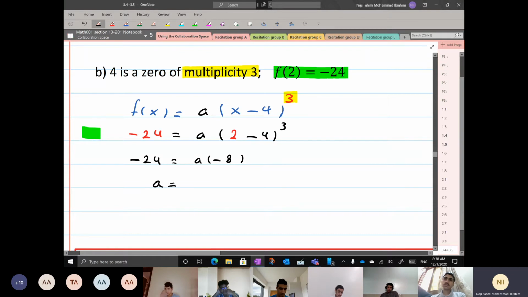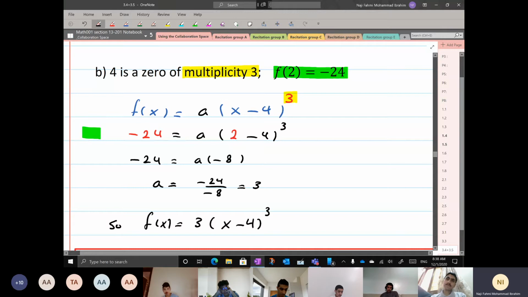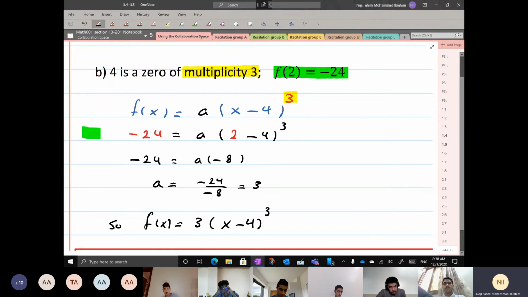So A is what now? Negative 24 over negative 8, which is 3. So what's my polynomial now? It's 3 multiplied by (x minus 4) all to the power 3. Again, you can expand if the question is asking you to do that.